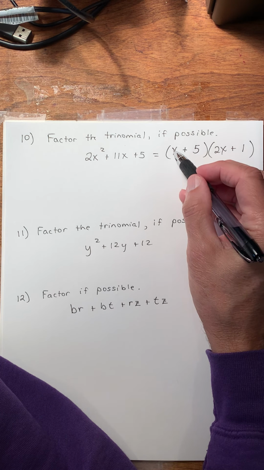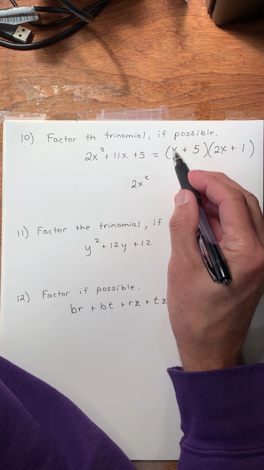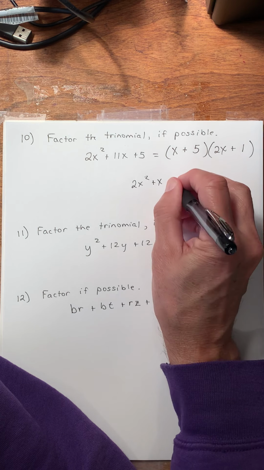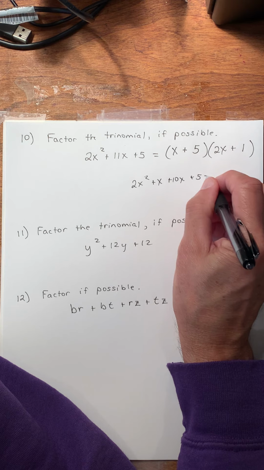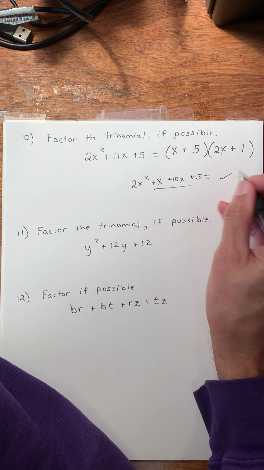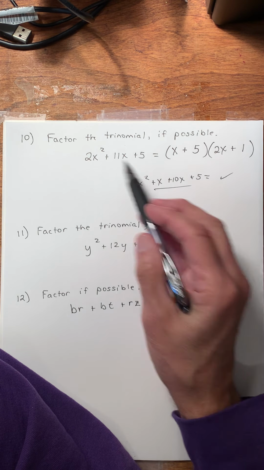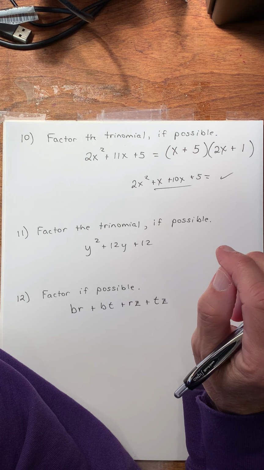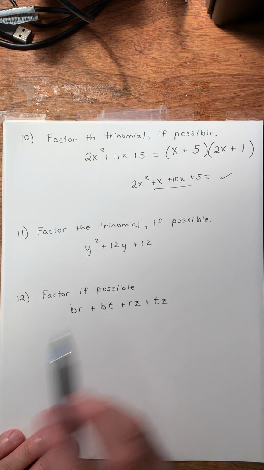Let's check it. x times 2x is 2x squared. x times 1 is x. 5 times 2x is 10x. 5 times 1 is 5. Looky there. 2x squared plus 11x plus 5. It checks out. And by the way, if you put 1 and 5 here and you checked it and you didn't get the same thing, just reverse the two terms, 1 and 5. Not too difficult. All right, factor the trinomial if possible.